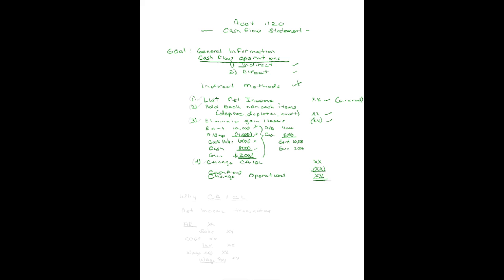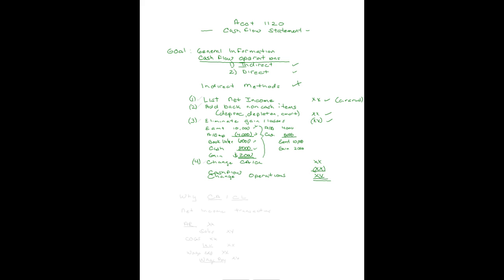So to come up with cash flows from operations, there's a few steps. List net income, add back non-cash items, eliminate gains and losses, and then calculate the change in current assets and current liabilities. So that's how you do the cash flow from operating section.